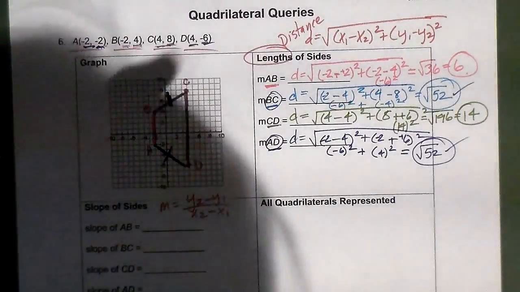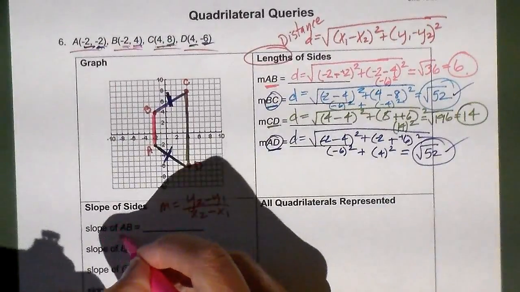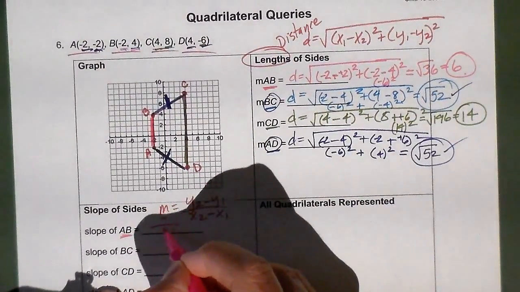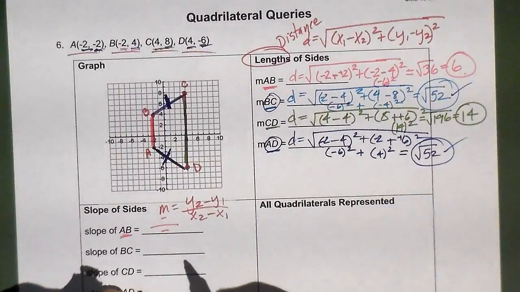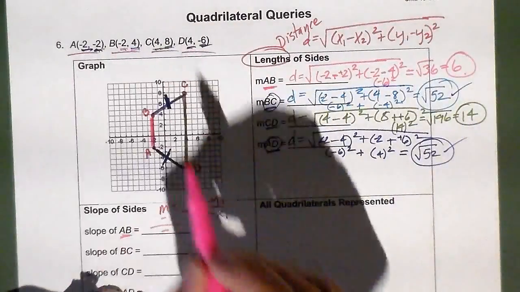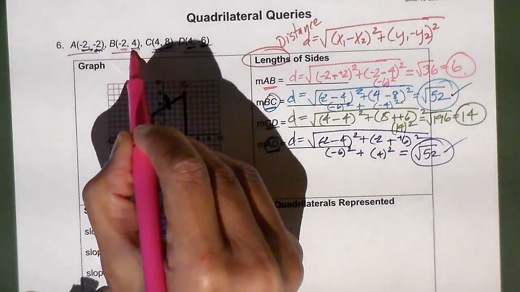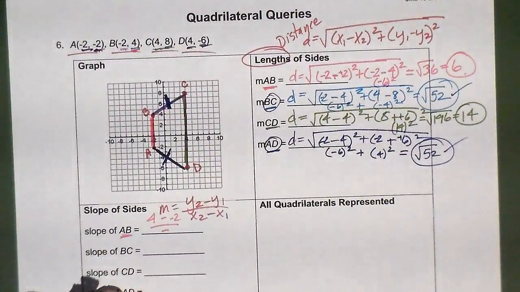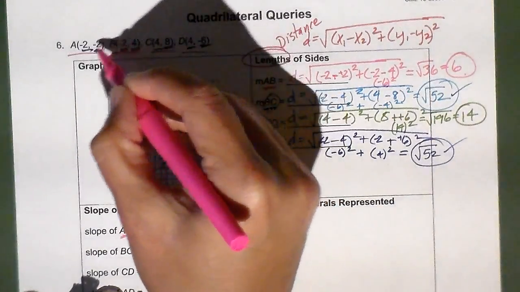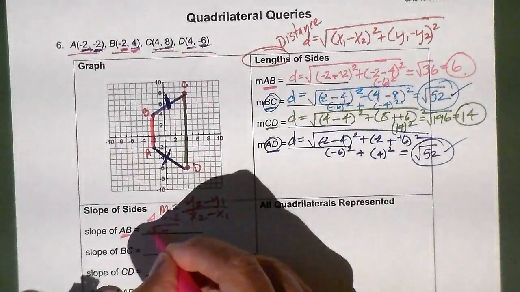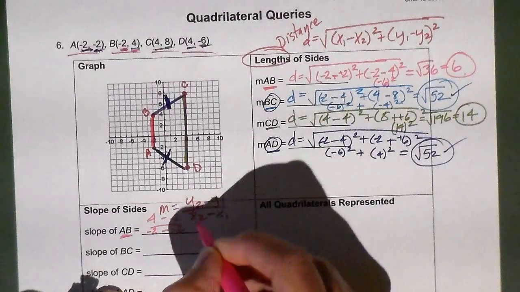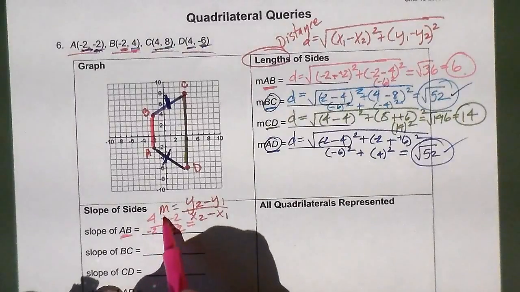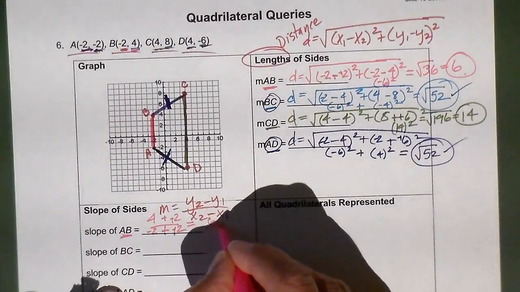So let's find the slope of AB. I'm going to find the slope of this guy here, AB, the 2 points A and B. Remember, y's go on top. So for AB, what's on top? 4 and -2. So I've got 4 minus -2 on top. And on the bottom is -2 and -2, so I've got -2 minus -2. That becomes positive, so I end up with 6 over 0.